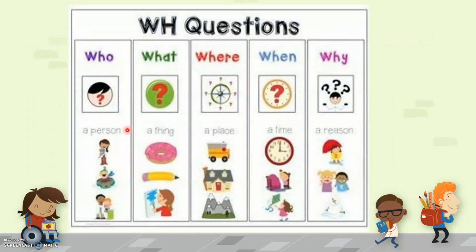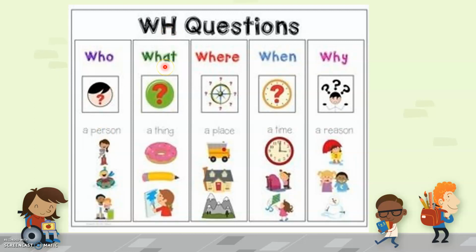Now, the last thing that we're going to talk about is the second form of the questions in English, which is the WH questions. The WH questions in English are the question words that start with the WH letters. The first WH question is who. When do we use who? We use who to ask about a person. For example, who is this? Okay, who is your best friend? You need to answer by a name of a person.